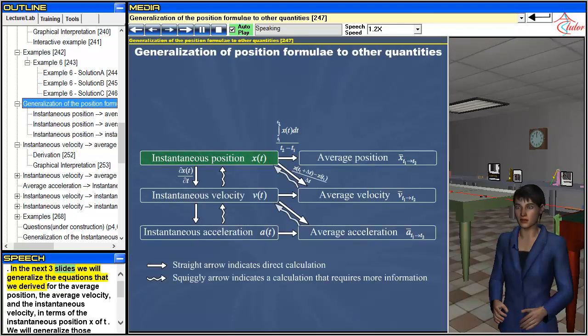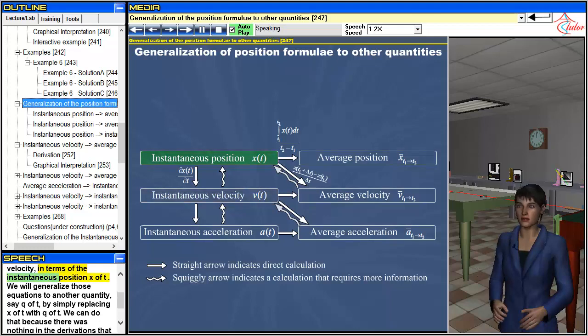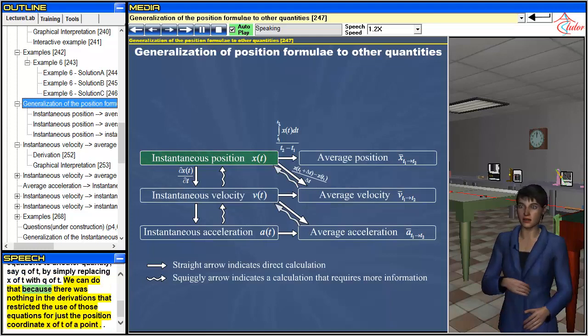In the next 3 slides we will generalize the equations that we derived for the average position, the average velocity, and the instantaneous velocity. In terms of the instantaneous position x of t, we will generalize those equations to another quantity, say q of t, by simply replacing x of t with q of t. We can do that because there was nothing in the derivations that restricted the use of those equations for just the position coordinate x of t of a point.